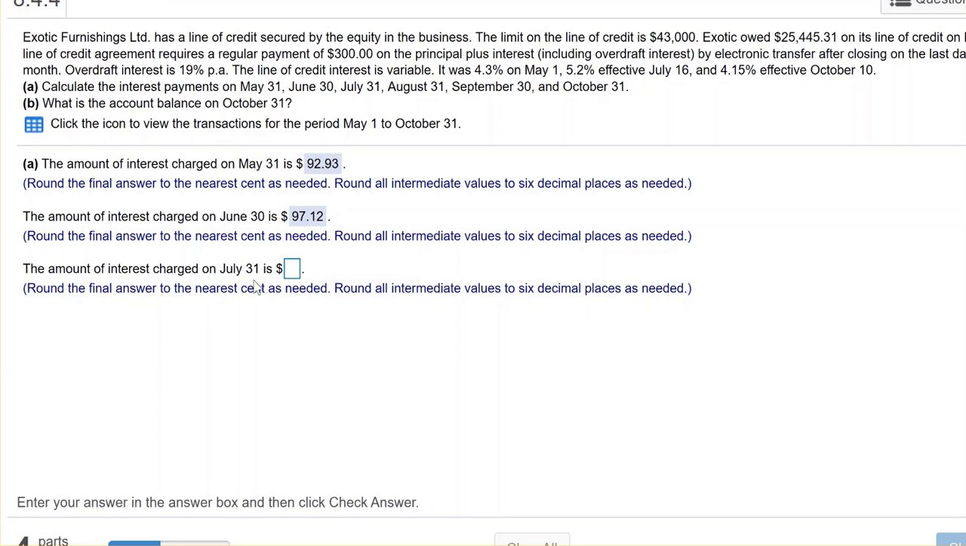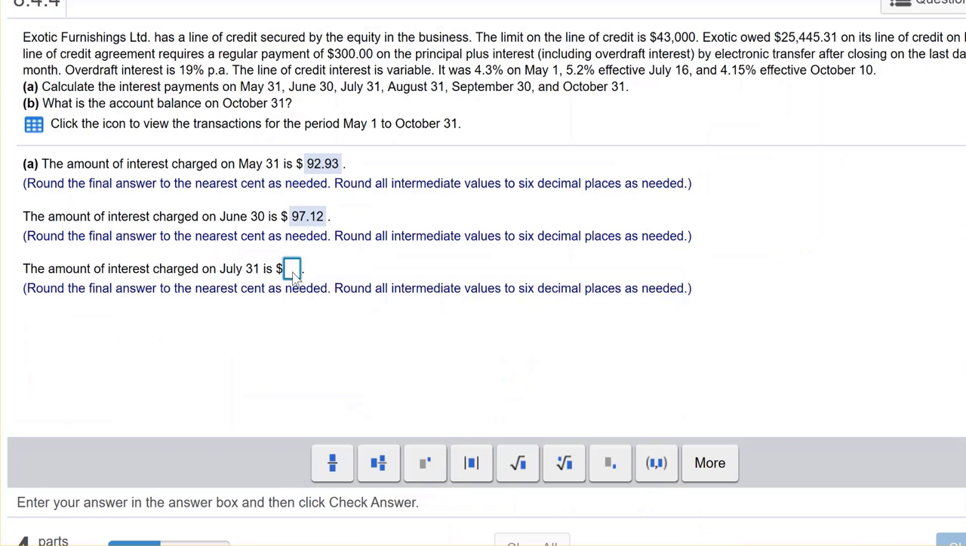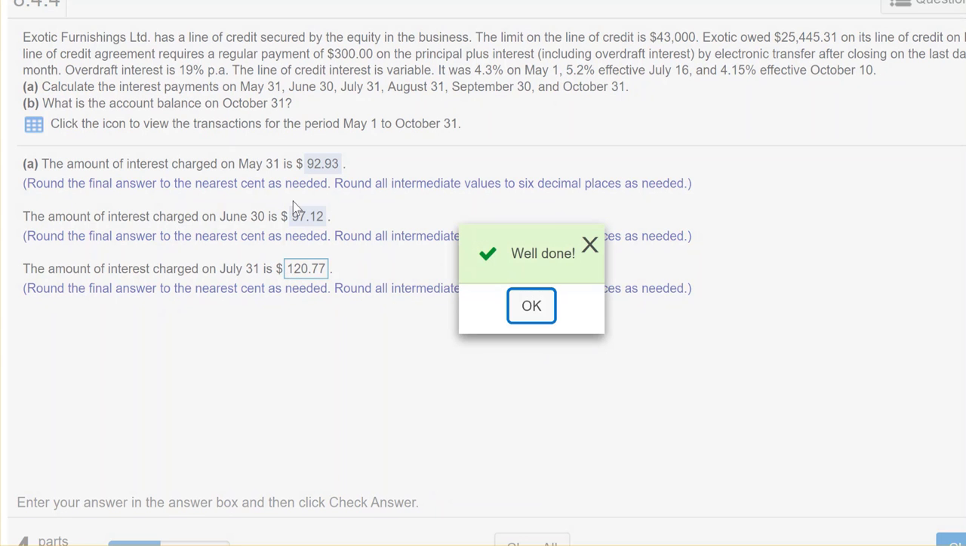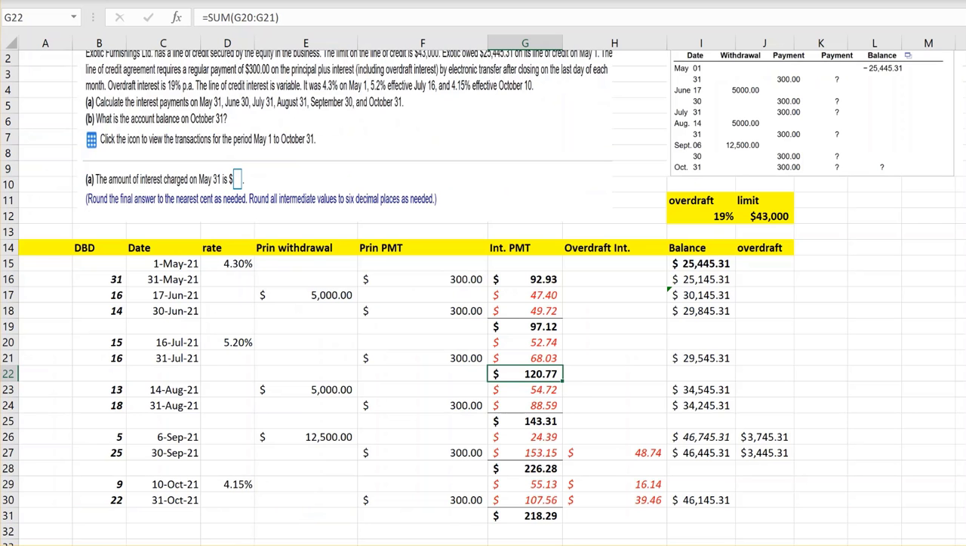The amount of interest charged on July 31st. July 31st is right there. So it's the sum of those two. It's the statement date, right? You pay the $120.77. The amount of interest charged on August 31st. August 31st is right there. Again, it's the statement date, pay the $300, pay the $143.31.